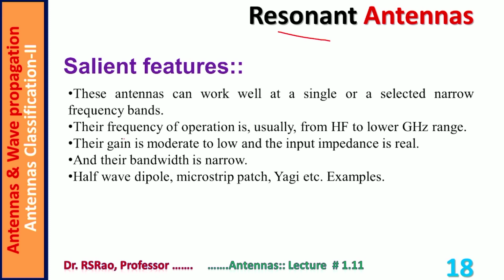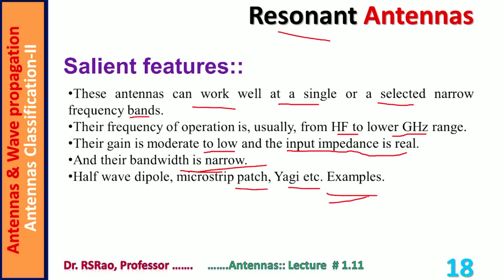Resonant antennas. A few points regarding these antennas. These antennas can work well at a single or a selected narrow frequency band. Their frequency of operation is usually from HF to lower gigahertz range. Their gain is moderate to low and the input impedance is real. Bandwidth is narrow. Half wave dipole, microstrip patch, Yagi, these are all examples for resonant antennas. Resonant antennas can be defined formally as antennas which carry resonant currents, standing wave currents.